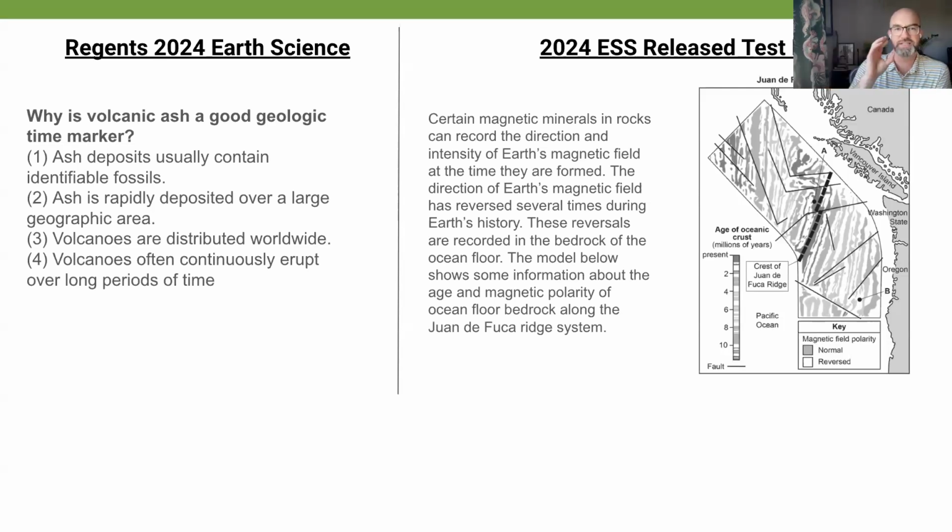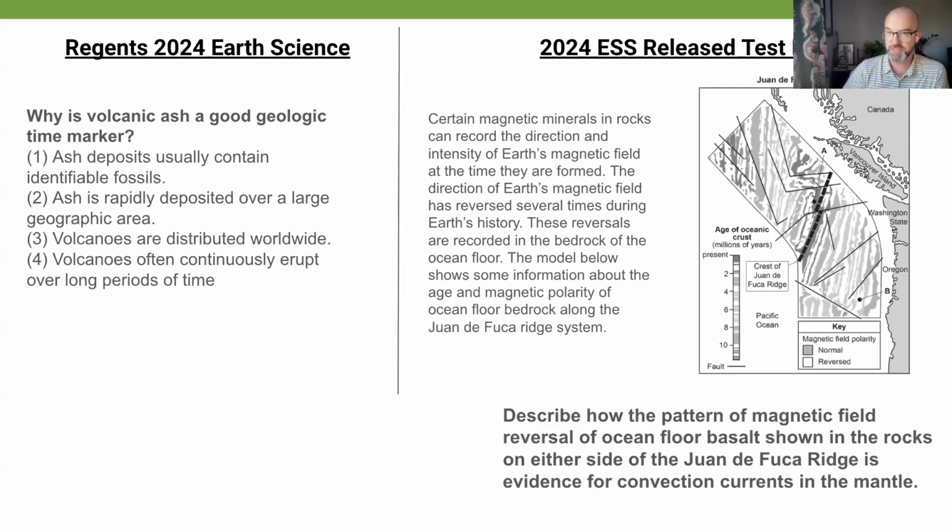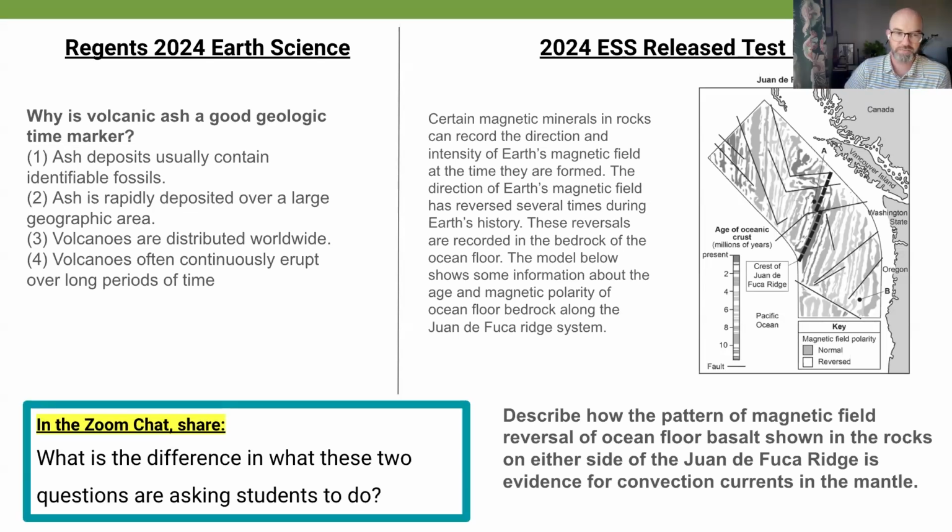So there's a model for this, and then there's some information that's given to students, and the question is asked along with this. There's a couple questions in this cluster, but this is one. It says, describe how the pattern of magnetic field reversal of ocean floor basalt shown in the rocks on either side of the Juan de Fuca Ridge is evidence for convection currents in the mantle. What is the difference in what these two questions are asking students to do?